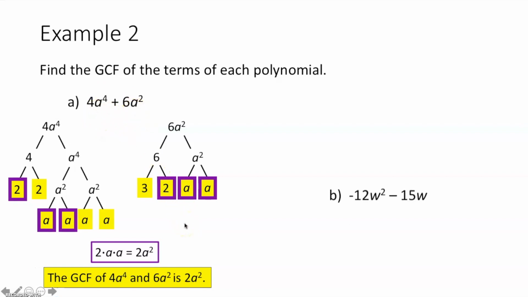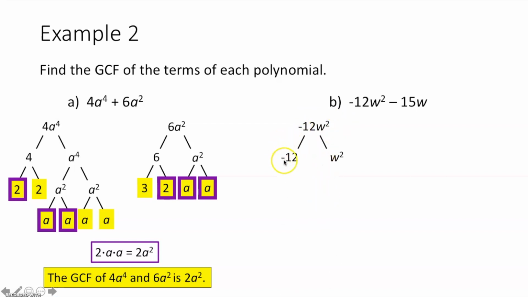Perfect. You're done. For part B, we're doing the same thing. So here we're going to break down each of these into its prime factors and break down the variables all the way, see what they have in common. So we'll start with negative 12w squared. Anytime you have a coefficient and a variable, we want to break those up right away. We'll start with the negative 12.